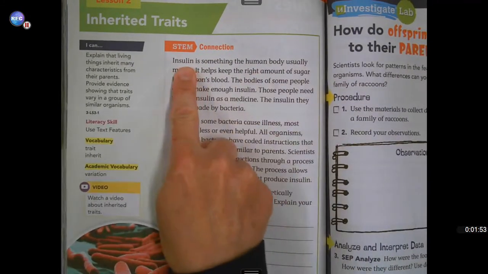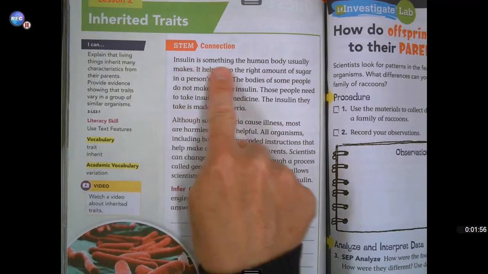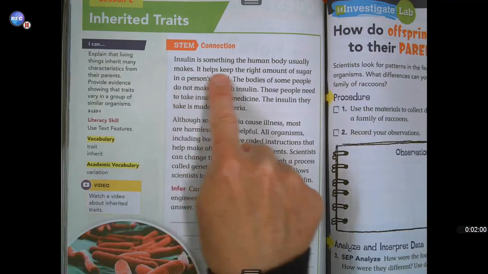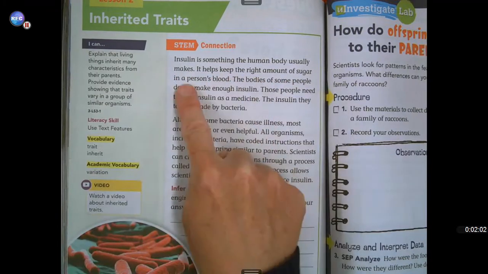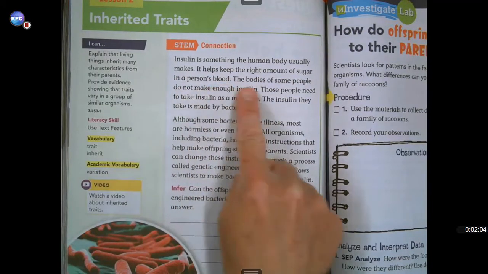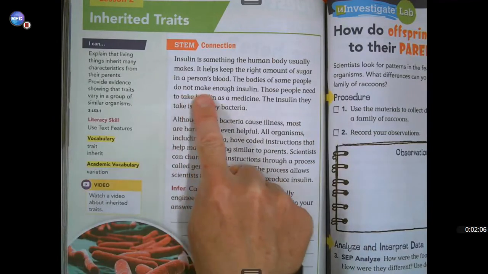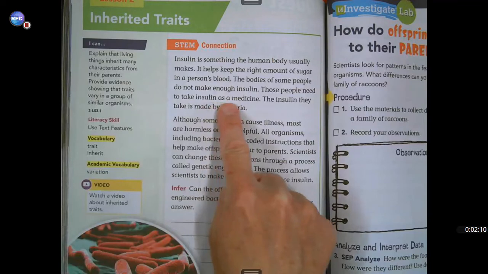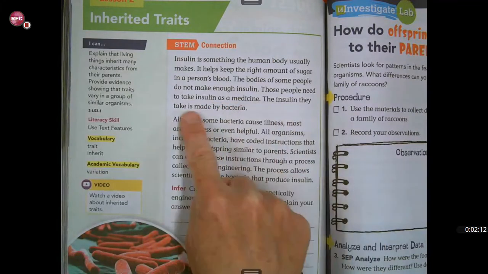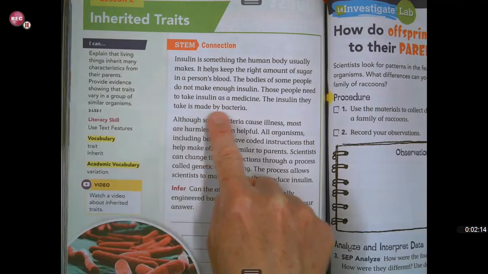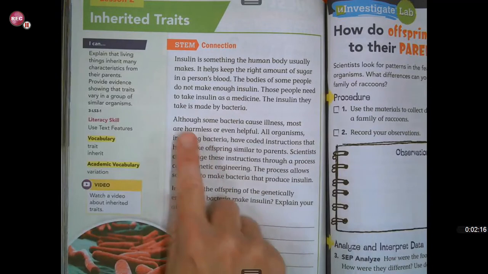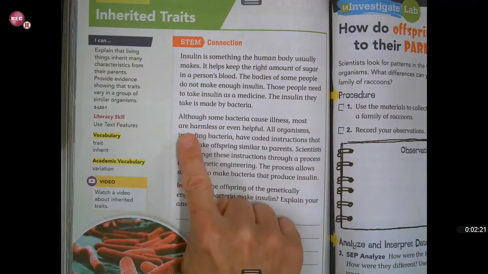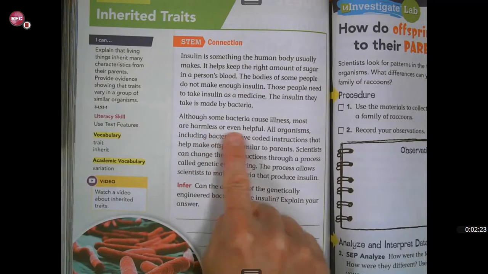So let's read together. Insulin is something the human body usually makes. It helps keep the right amount of sugar in a person's blood. The bodies of some people do not make enough insulin. Those people need to take insulin as a medicine. The insulin they take is made by bacteria. Although some bacteria cause illness, most are harmless or even helpful.